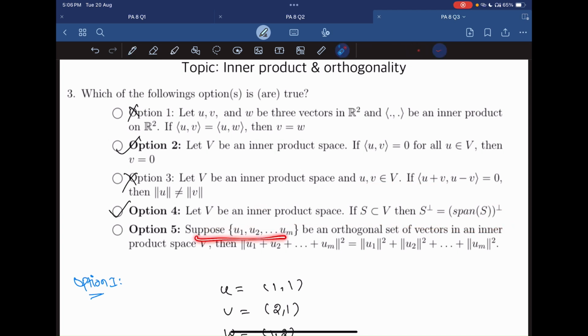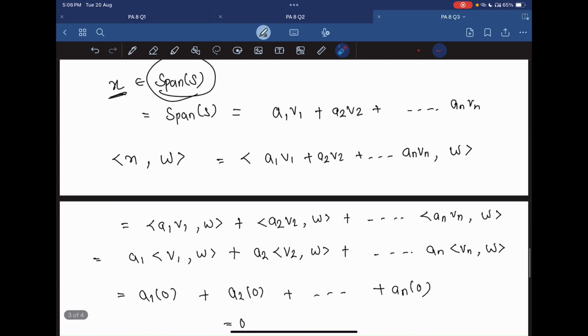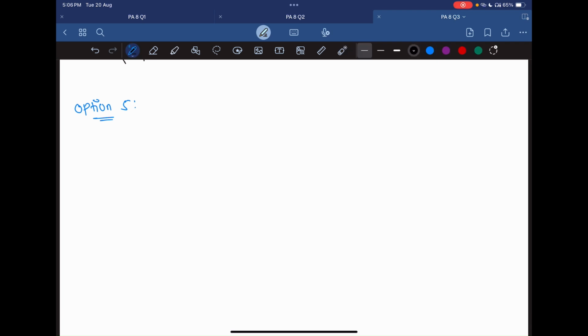Now the last option. Suppose u1, u2 till un be an orthogonal set of vectors in an inner product space V, the norm square of u1 plus u2 till un is equal to the norm square of u1 plus the norm square of u2 till the norm square of un. So we are given that the set u1 till un is an orthogonal set. That means ui with uj for i not equal to j would be equal to 0.